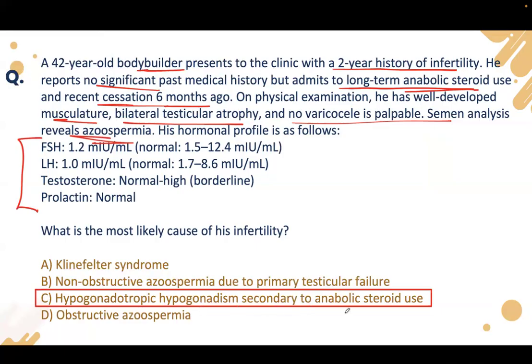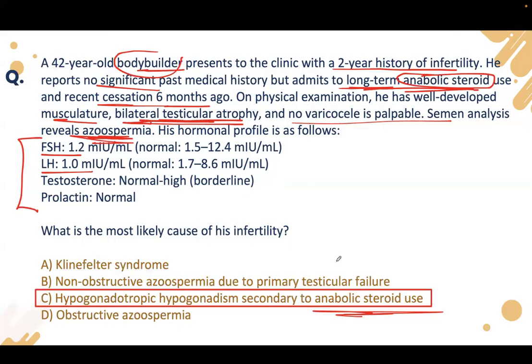Hypogonadotropic hypogonadism secondary to anabolic steroid use. Now, as you can see from the question, this patient is a bodybuilder and has been using anabolic steroids for a very long term. On physical examination, he has bilateral testicular atrophy, which is abnormal, and also azoospermia in the semen analysis. Here, when doing FSH and LH, we notice that FSH is low, LH is low, testosterone is normal to high, and prolactin is normal.